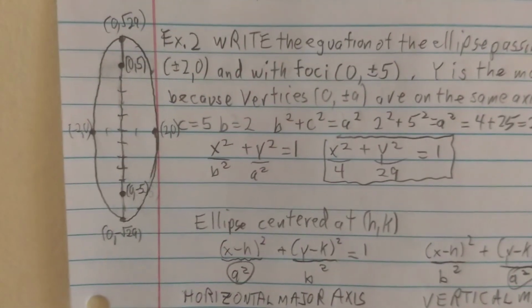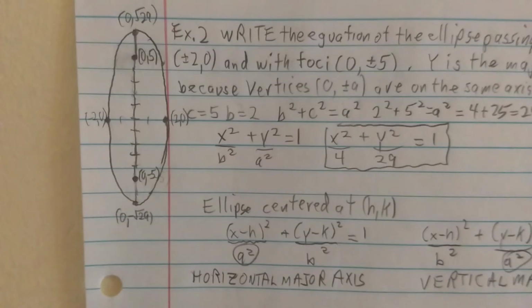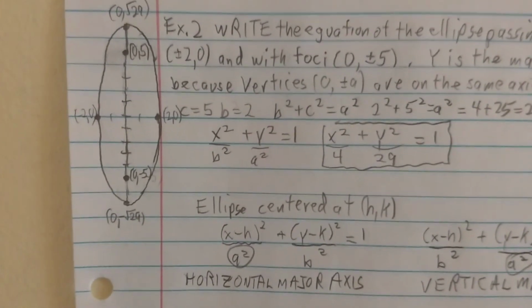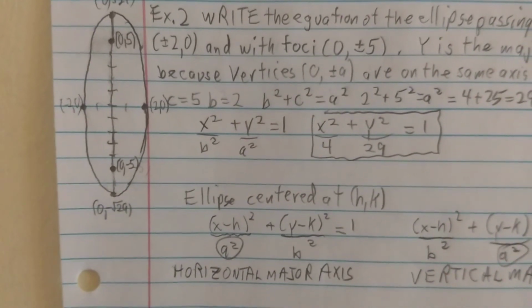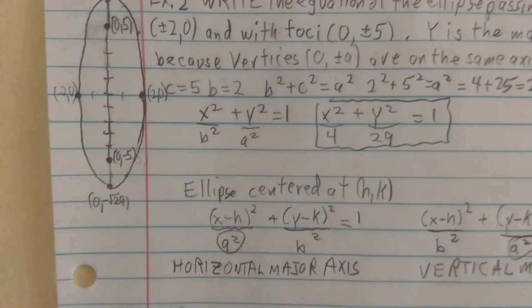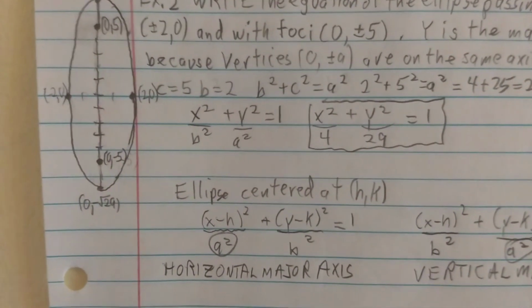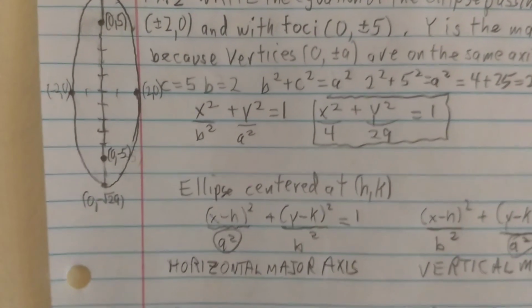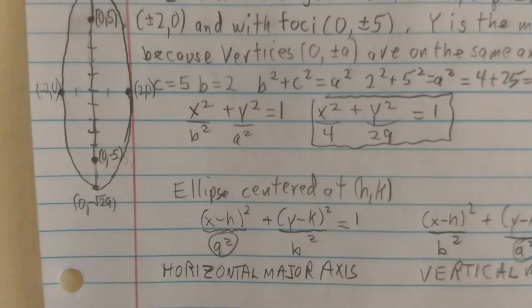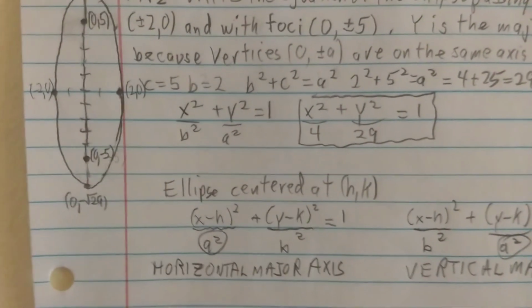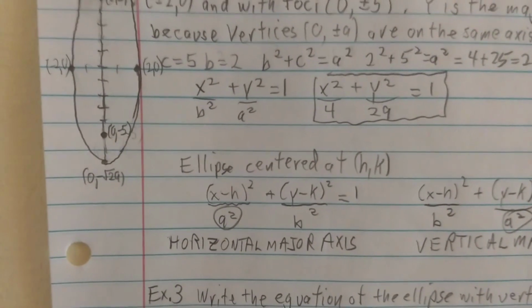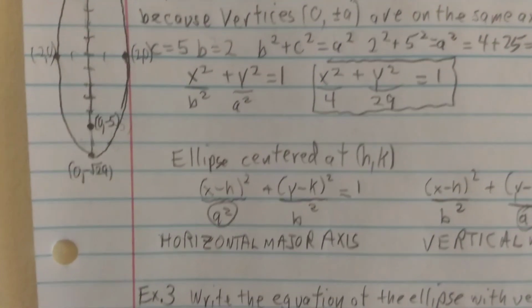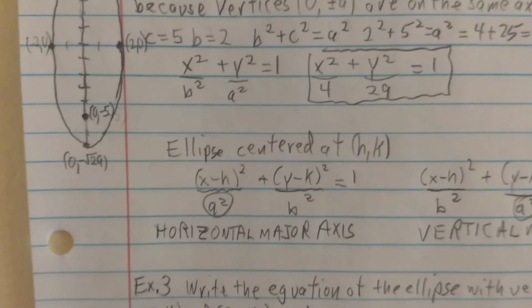Now notice at the top and bottom, I have for my vertices 0, square root of 29, which is bigger than 5, and 0, negative square root of 29. And the foci, which rhymes with loci, are 0, 5, and 0, negative 5. And the minor axis endpoints are negative 2, 0, and 2, 0, which was told to us in the beginning.